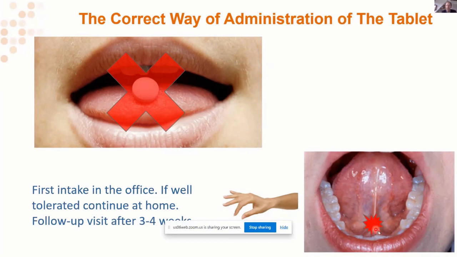It's a good sign, this itching, because it shows that the immune system reacts to the allergen. The first intake should always be in your office. If the first intake is tolerated well, you can continue at home, and you should do a follow-up visit after 3 to 4 weeks to discuss with the patient how the side effects disappeared with time, to motivate the patient to continue with the treatment.